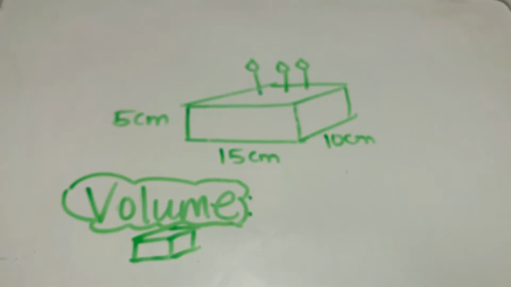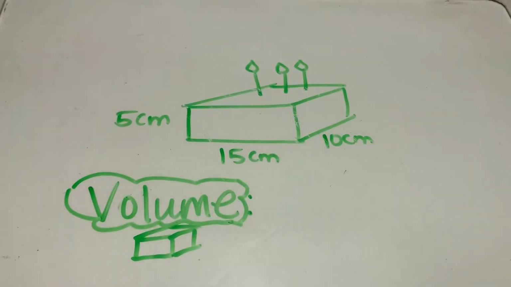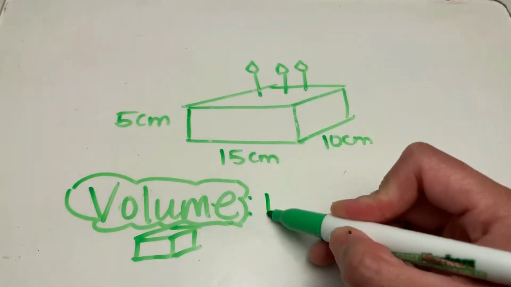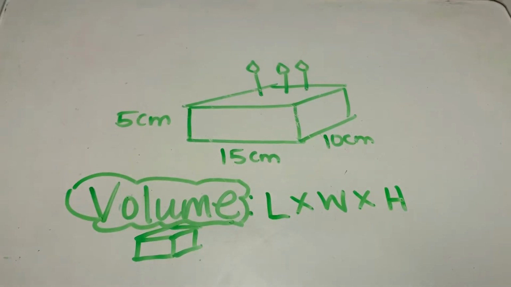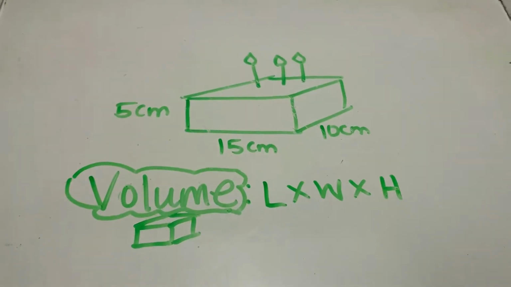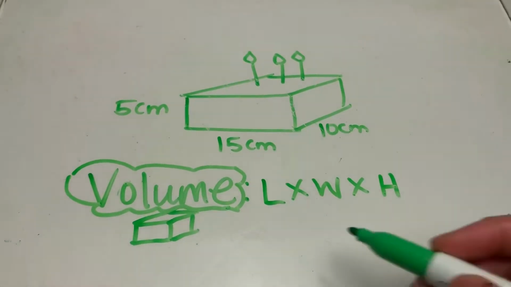Okay, looking at my birthday cake, which is a rectangular based prism. The formula to find the volume of a rectangular based prism is easy. It's length times width times height. You probably remember that from a previous chapter that we have looked at.